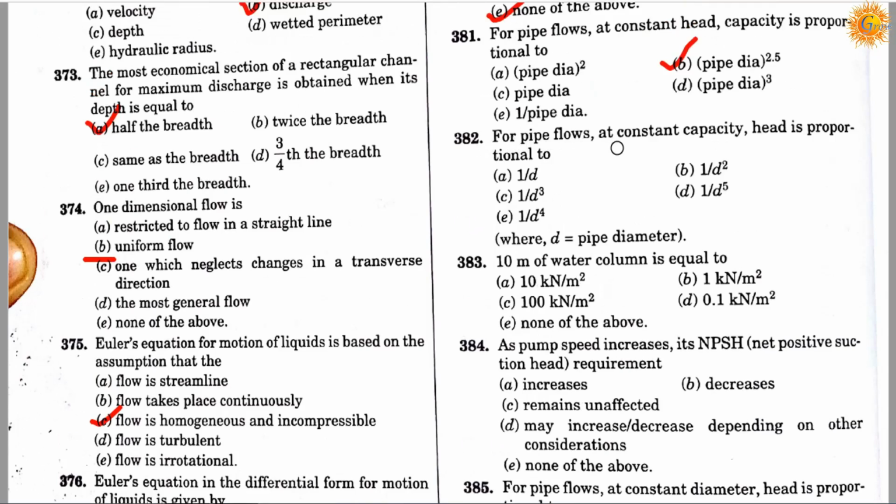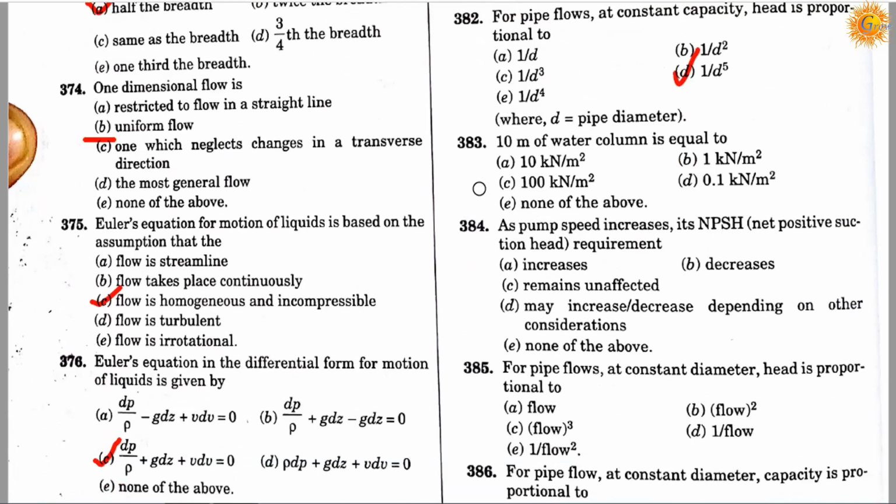For pipe flows at constant capacity, head is proportional to: option A, 1 upon D; option B, 1 upon D square; option C, 1 upon D cube; option D, 1 upon D power 5; and option E, 1 upon D power 4, where small d is the pipe diameter. So the correct answer is D. It will be 1 upon D, and the power of D will be 5.